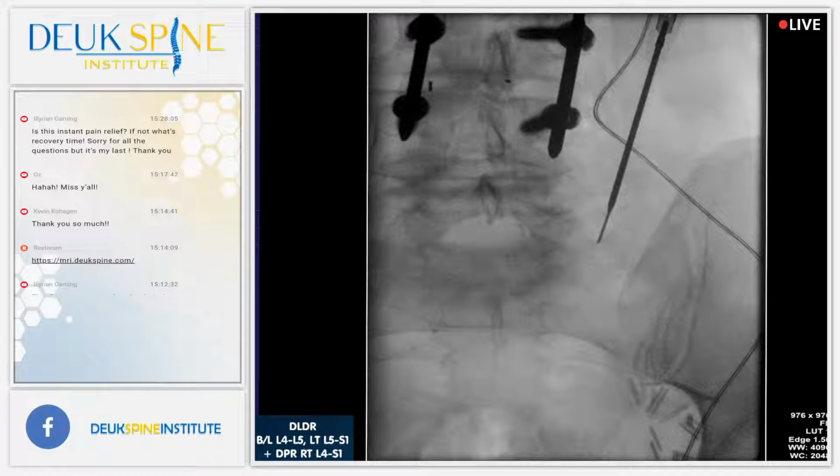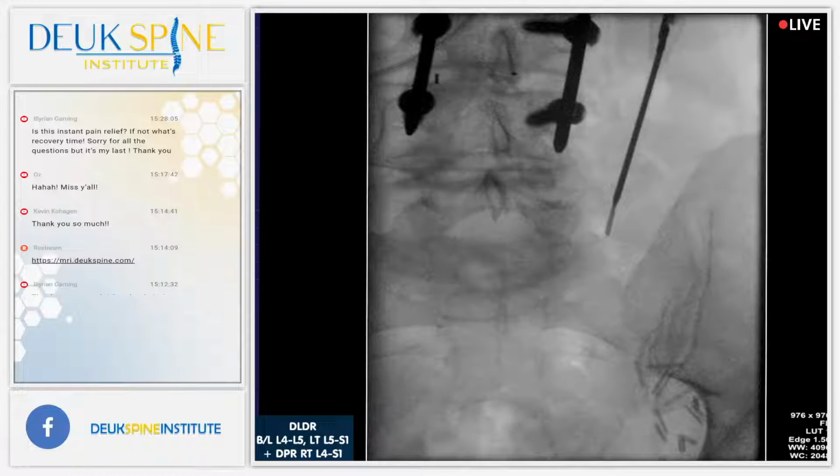The answer is yes, it's instant pain relief. Guys, gals who are watching, you're going to wake up from your procedure and sit in that recovery room for 15 minutes, and you're going to realize the pain you came here with is gone. It's gone. It's instant pain relief.